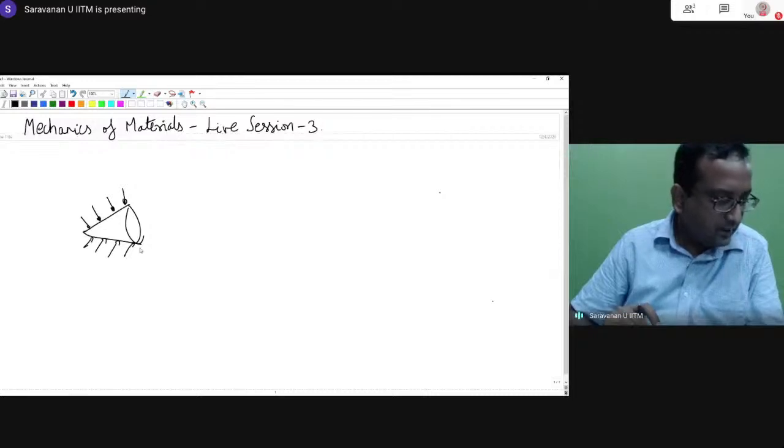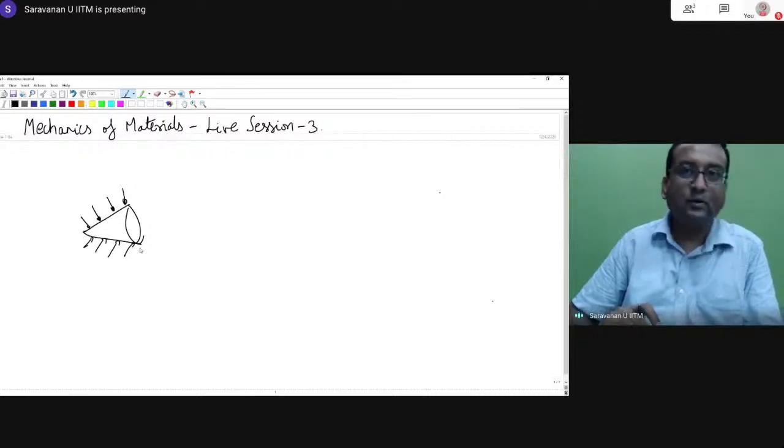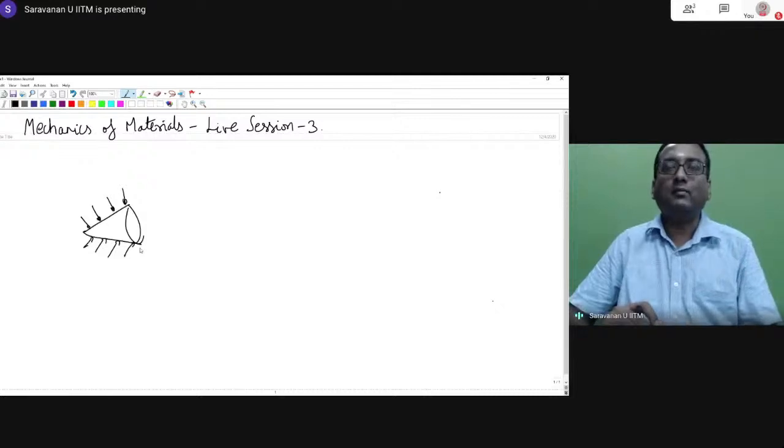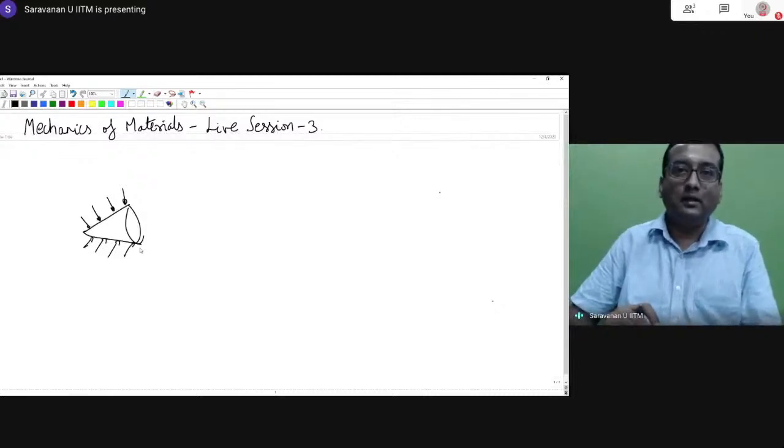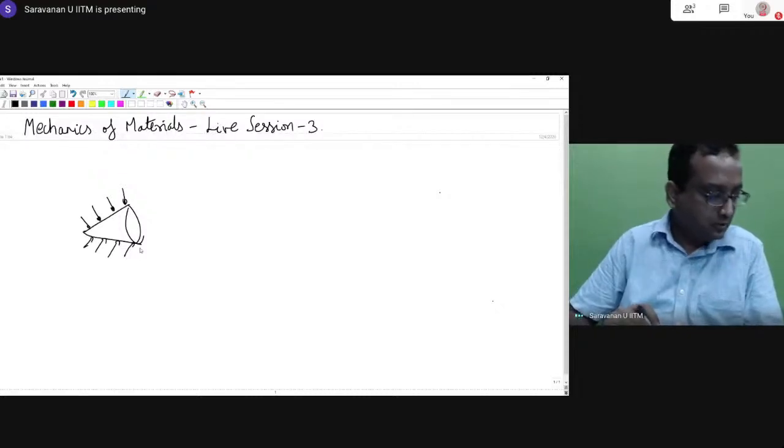See, Cosserat theory of continuum, all this is more advanced level. Okay, I don't know much about that. It includes rotation as a degree of freedom in the formulation. So we can discuss it offline if you are interested in such formulations.